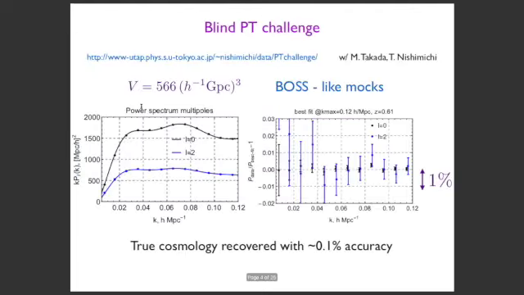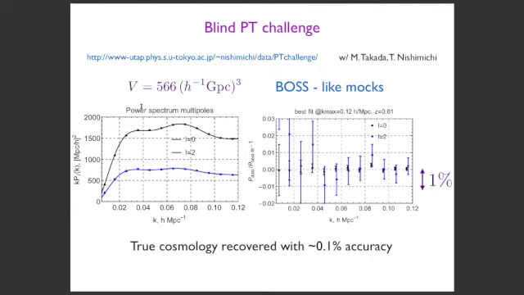DESI and Euclid. So once we had the pipeline, we decided to test it by participating in the blind perturbation theory challenge organized by Masahiro Takada and Takahiro Nishimichi. So all the data is available online, and if you feel good about this model, please, I encourage you to go and participate in the challenge, because this is the idea to finally pin down, to understand what is the good theory for future surveys, okay?